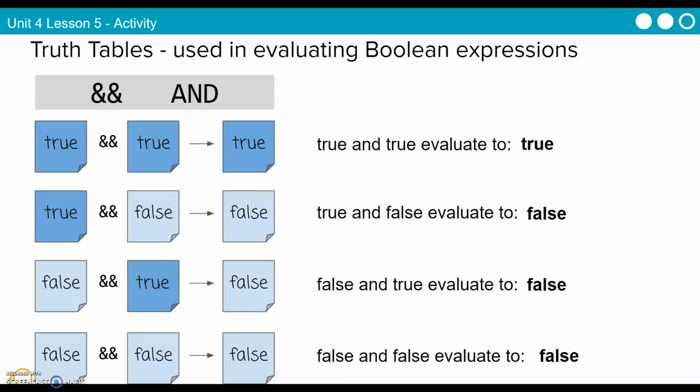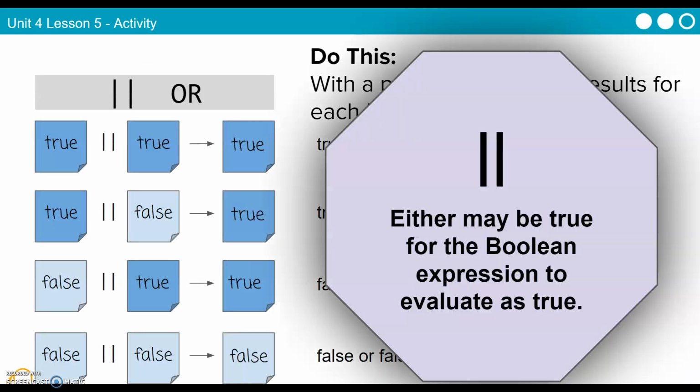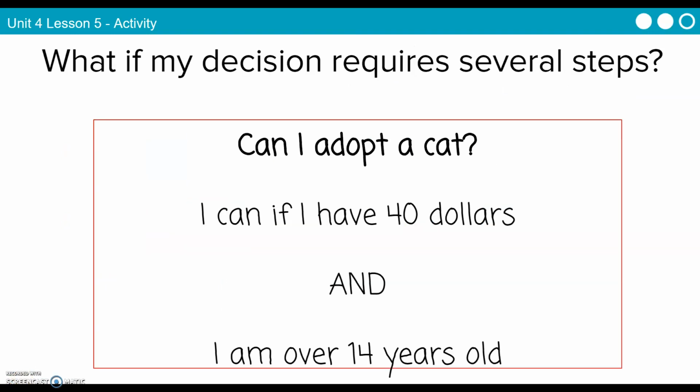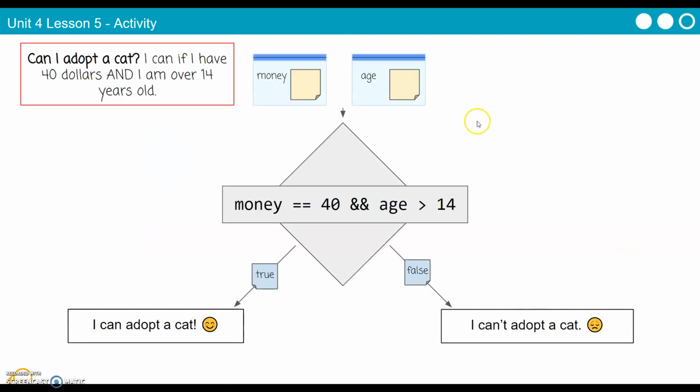We talked about these already. Let me fast forward you guys to the way it's supposed to be written, and I want you guys to make this right here. It's basically the same thing, except they combine the conditional statements using the logical symbols here. So basically this one says, if my money is equal to 40, and, remember and means both have to be true, and my age is greater than 14, that would be true, and a true would make this statement true, and I can adopt a cat.